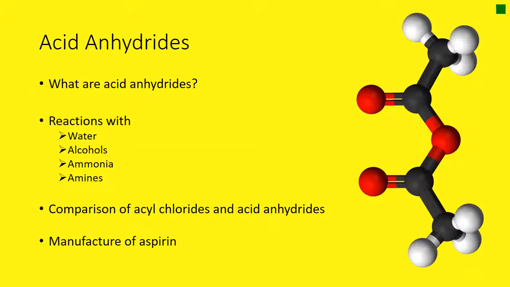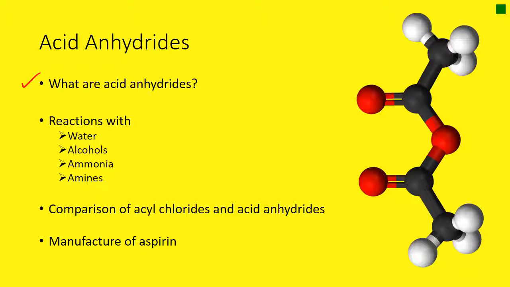Okay, as usual, let's finish off by making sure that we covered off everything we wanted to do. What are acid anhydrides? I guess we know that by now. Made from two identical carboxylic acids, got two carbonyl groups linked with an ester link. Okay, reactions with water, alcohols, ammonia and amines, and I think we should remember by now what products we get from each of those nucleophiles.